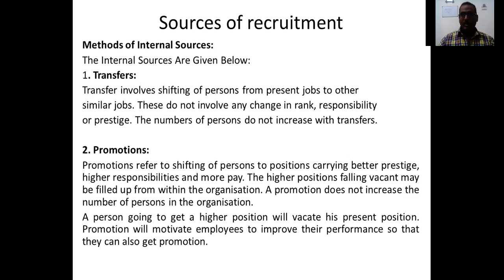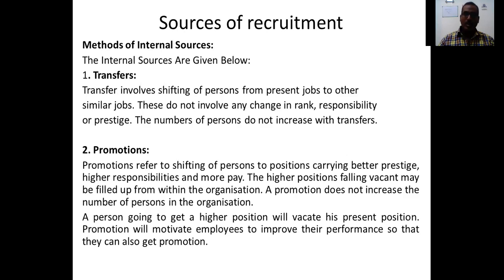So, methods of internal sources. The internal sources are given below. Transfers. The first one is a transfer, which involves shifting a person from the present job to other similar jobs. These do not involve any change in rank, responsibility or prestige. The number of persons does not increase with the transfer.